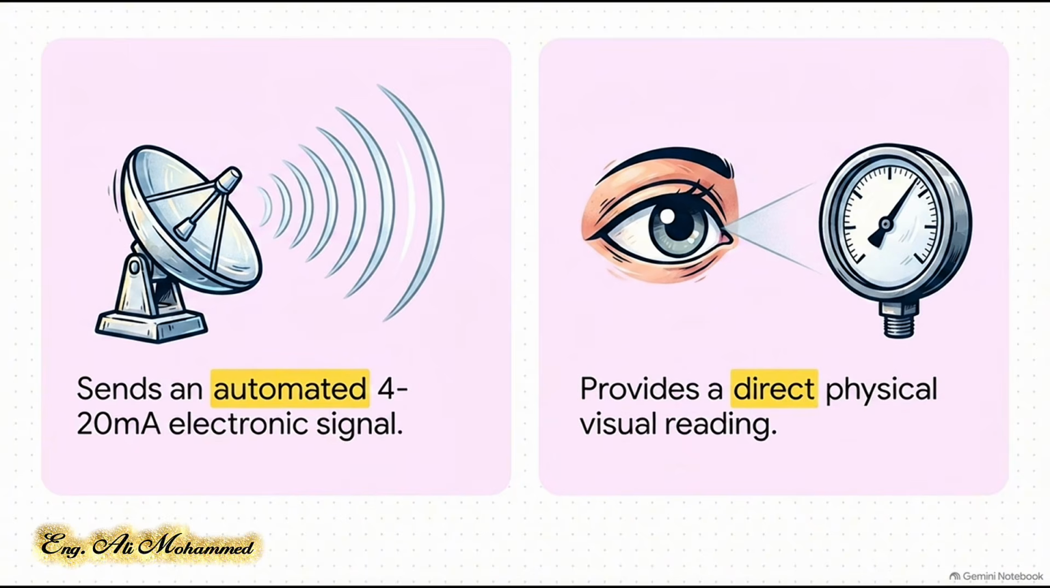An LT, or level transmitter, is an automated workhorse. It continuously measures the height of the fluid and sends a standard 4 to 20 milliamp electronic signal back to the central control system, meaning valves can be opened or closed automatically. An LG, or level gauge, on the other hand, is old school in the best way. It provides direct, physical, manual verification. It's usually a thick glass tube right on the side of the tank where an operator can literally walk up and see the fluid level with their own 2 eyes.